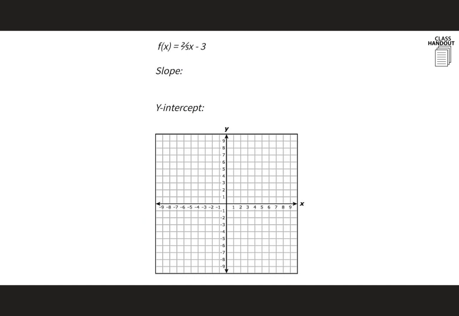All right, let's take a look at another example. So first thing I'm going to do is write my y-intercept. My y-intercept is a point, so it's going to be 0, -3. So I'm going to plot that point. And then my slope is 2 over 5, which means we're going to go up 2 and then right 5. So from my y-intercept, I'm going to go up 2, right 5.